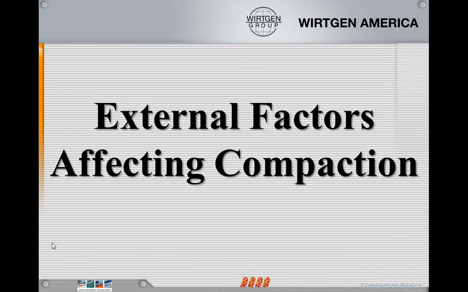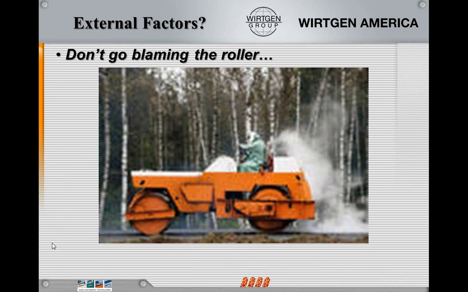So now we're going to look at some external factors that affect compaction. And I don't think that's a nuke suit that guy is wearing, and I know nobody ever paves in the rain. So this should not affect anybody.